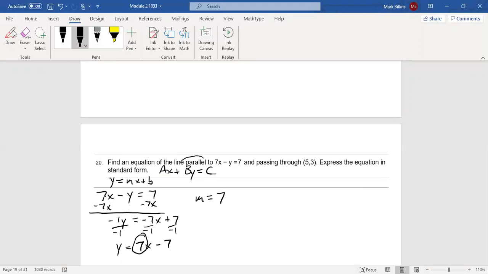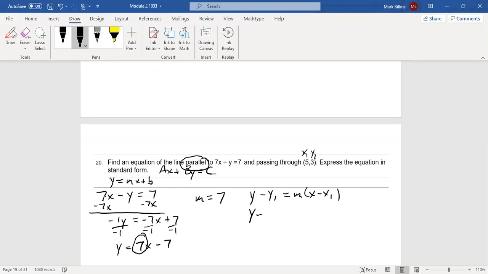Since the lines are parallel, the slope of the new line is also 7. So I'm going to use 7 to find the equation of the line. So again, after I find the slope, I go to point slope form. The point I'm going to use is (5, 3), so that's x sub 1, y sub 1. Plug those into your formula.